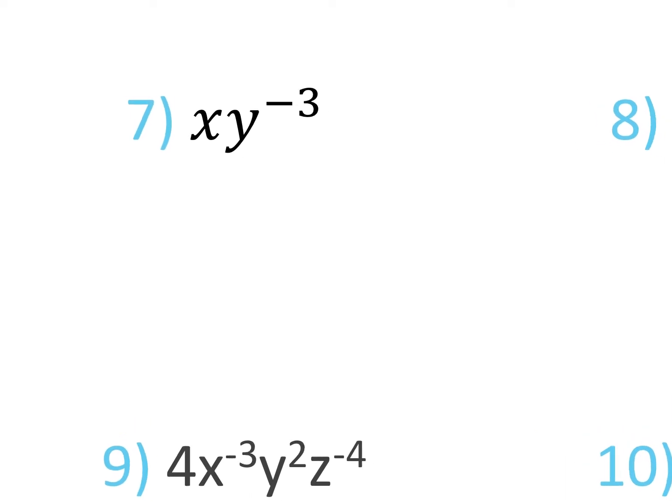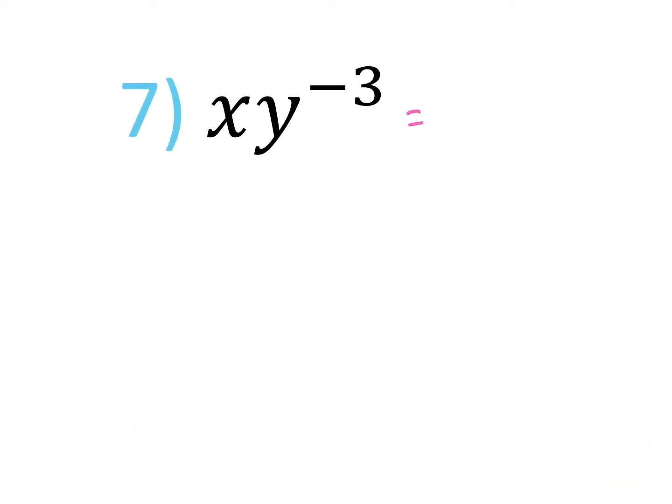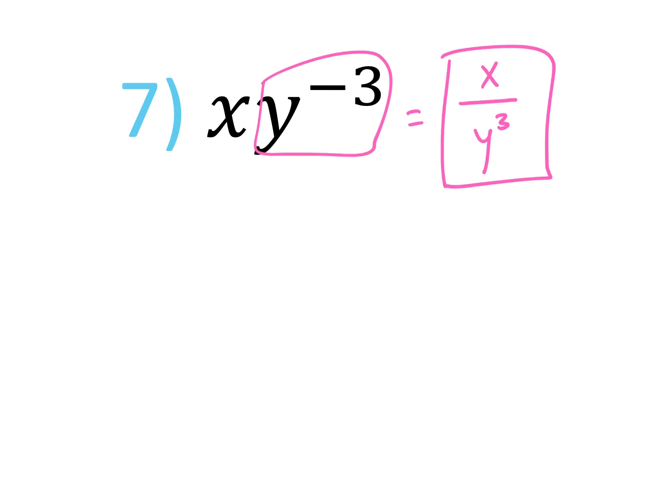Some more examples. What should I do for number 7? How do I get rid of that negative exponent? The y goes to the bottom, and I leave the x on top. Awesome. The x doesn't have a negative exponent. That negative 3 is only being applied to the y, so just the y goes to the bottom, and the exponent becomes positive.